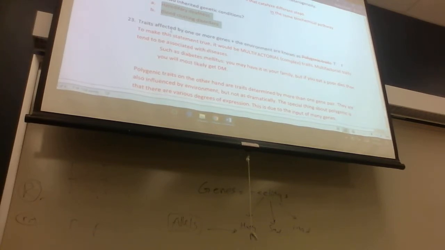The next one, traits that are affected by one or more genes and the environment are known as multifactorial traits. Yep, because there are many factors. It could be your family, it could be your diet.